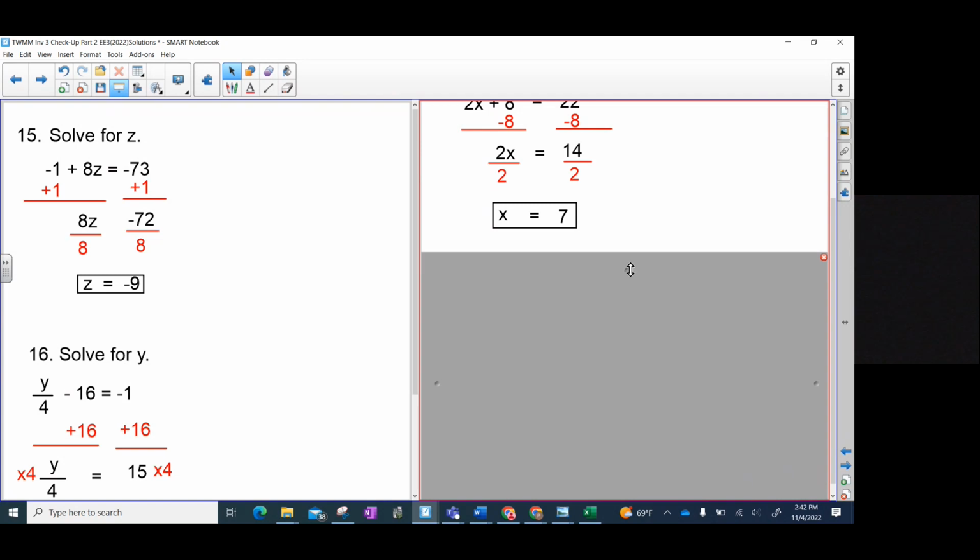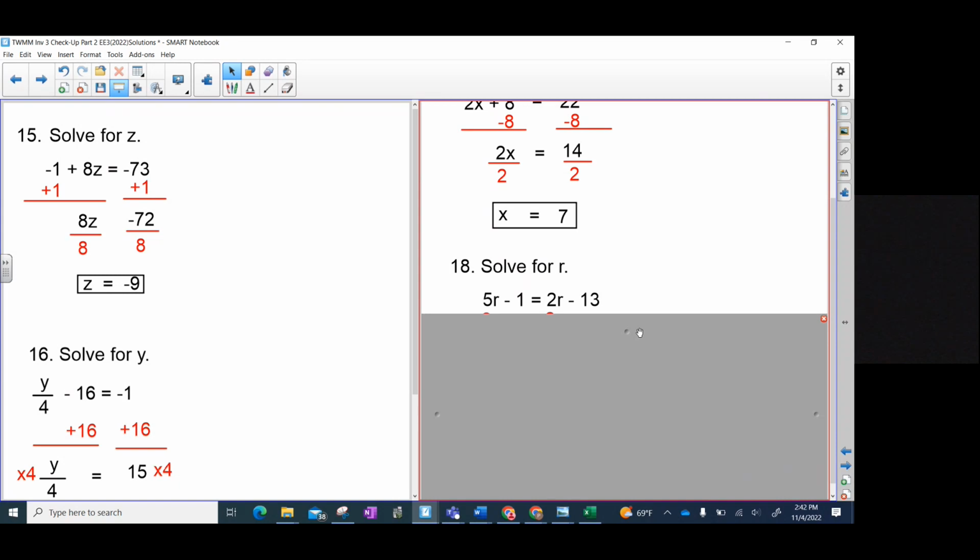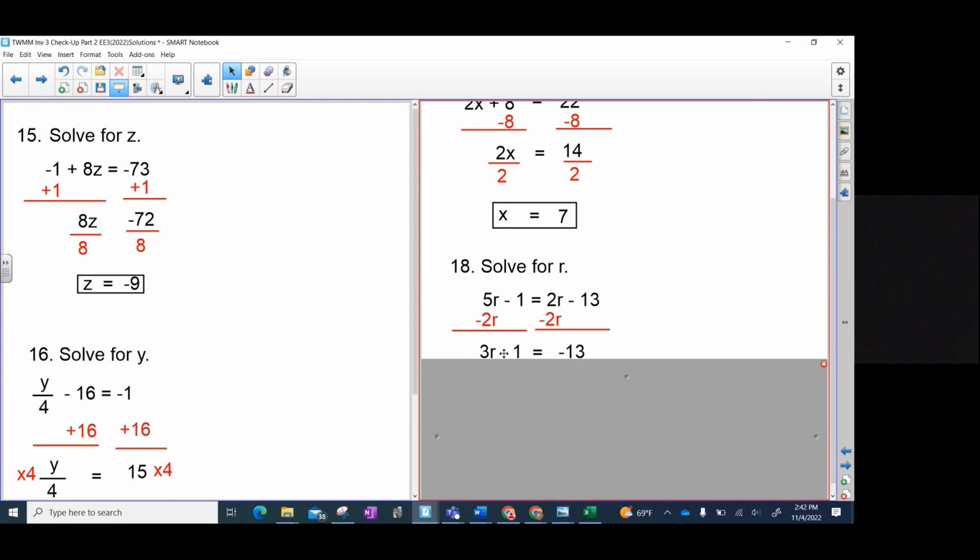And finally, number 18, we're going to solve for r. Again, I have variables on both sides. 5r minus 1 is equal to 2r minus 13. I prefer to keep my r positive if I can, so I'm going to subtract that 2r on both sides. And 5r minus 2r is going to be 3r, bring down that negative 1. And 2r minus 2r leaves me with 0 here. Now I have 0 r's left, but I do still have negative 13 on the right-hand side.